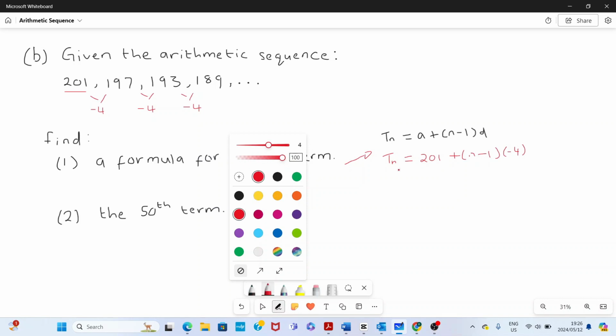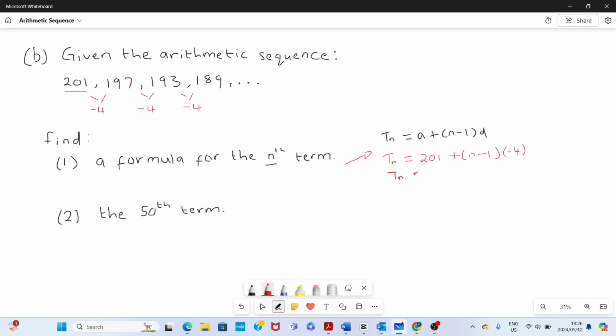Okay, so we can reduce this. If we just get rid of the brackets, we'll have 201 minus 4n plus 4, right? So Tn is equal to 201 plus 4, which will give you 205. So we have 205 minus 4n. So this is our formula for the nth term. We have answered question 1.